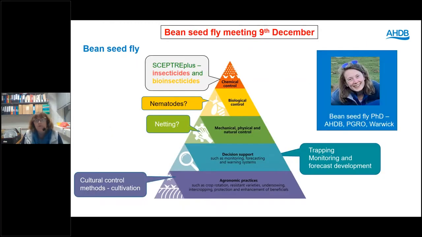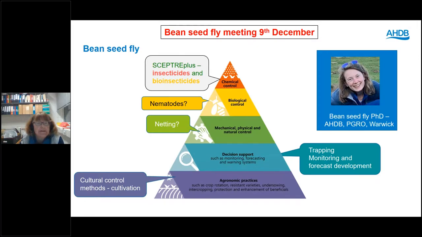I now want to move on to bean seed fly, and again Bruce has talked about this a bit already, and he's mentioned the cultural control methods and the work PGRO is doing at the bottom of the pyramid. Again, we did some work at the top of the pyramid in Septa Plus. Well, PGRO did a trial. There were no seed treatments, unfortunately, to test, and the application was with liquid insecticide effectively into the furrow, and unfortunately none of the treatments were effective.